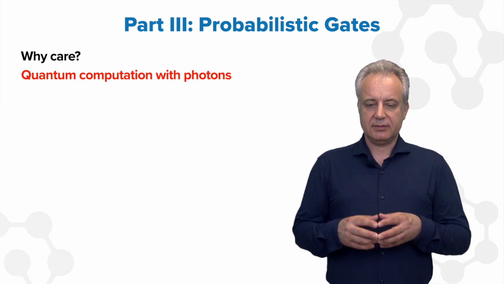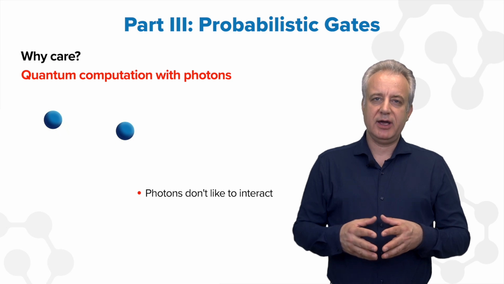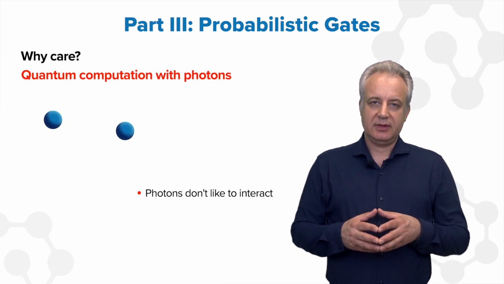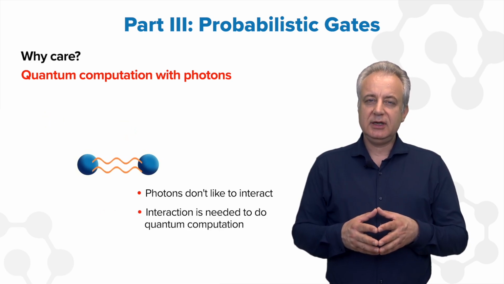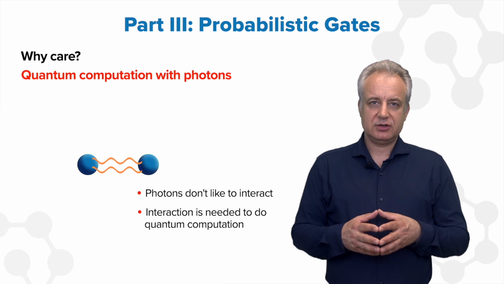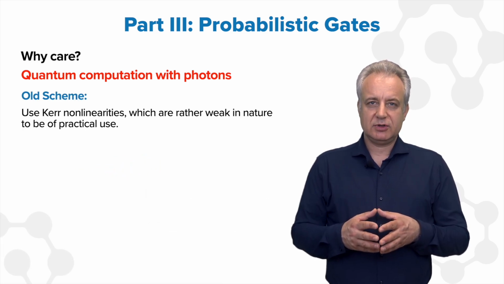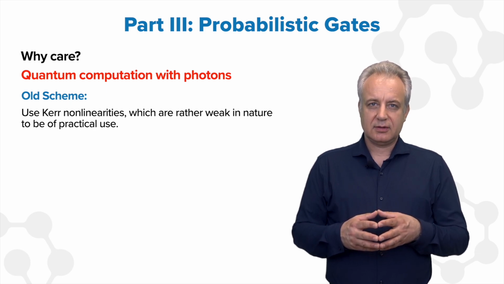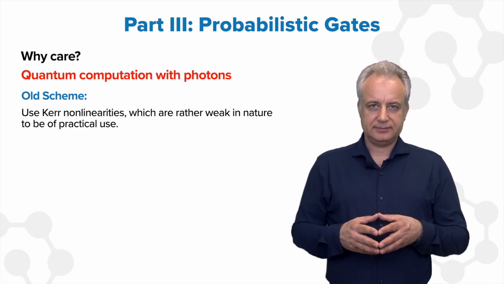So what's the problem here? Photons, they don't like to interact. They just fly by one another without one photon caring about the other. They go through one another, and that's of course not good for quantum computation. You need interaction to have computational power. And in the old scheme, this interaction was brought about by using so-called Kerr nonlinearities. But these nonlinearities are rather weak in nature, and so it's not a very practical scheme.